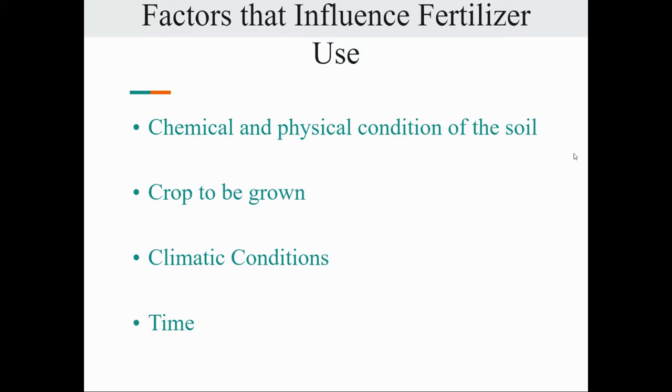Climate, and what's the climate looking like? What's it typically like? What's the average climate in the area? And then, of course, time.